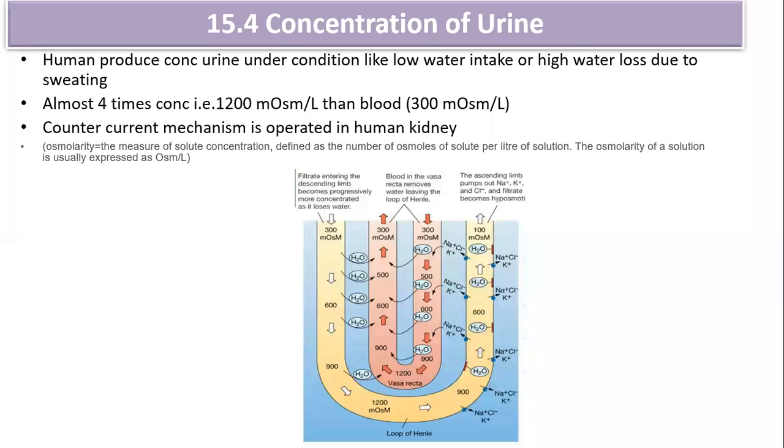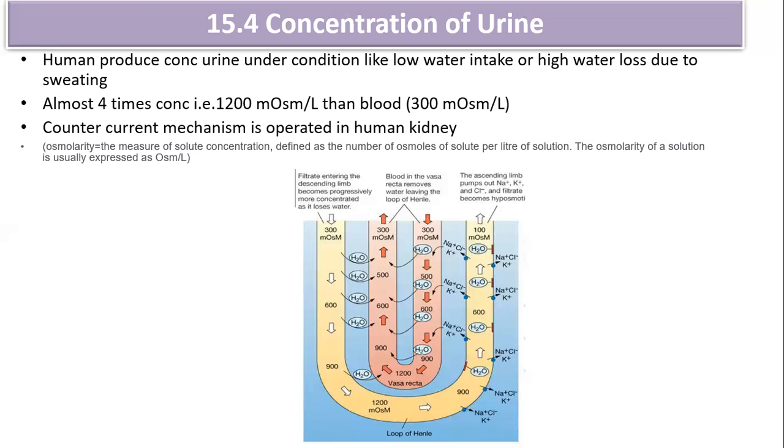So now we are going to discuss the concentration of the urine. Humans produce concentrated urine under a condition like low water intake. Whenever you are suffering from either low water intake or dehydration, that is, loss of water because of excessive sweating, then urine becomes highly concentrated. It becomes 4 times more concentrated than your blood.